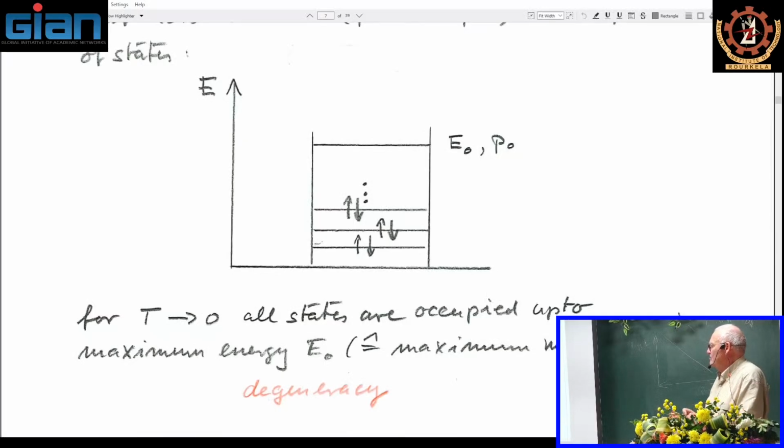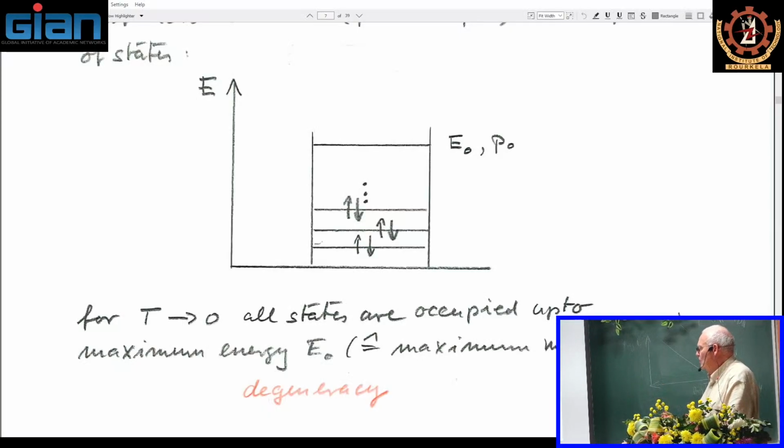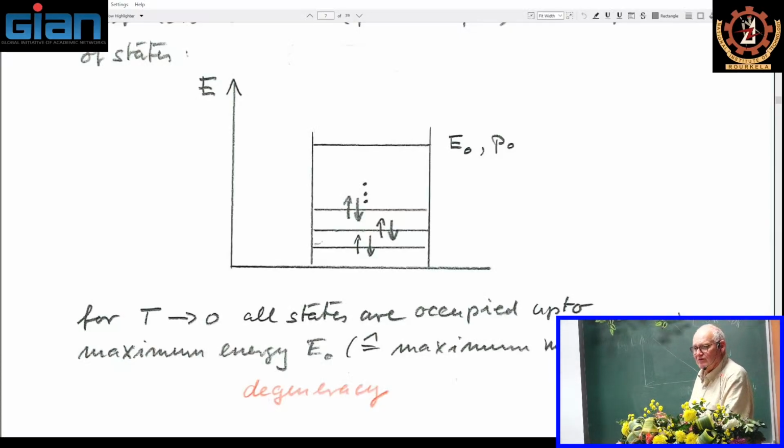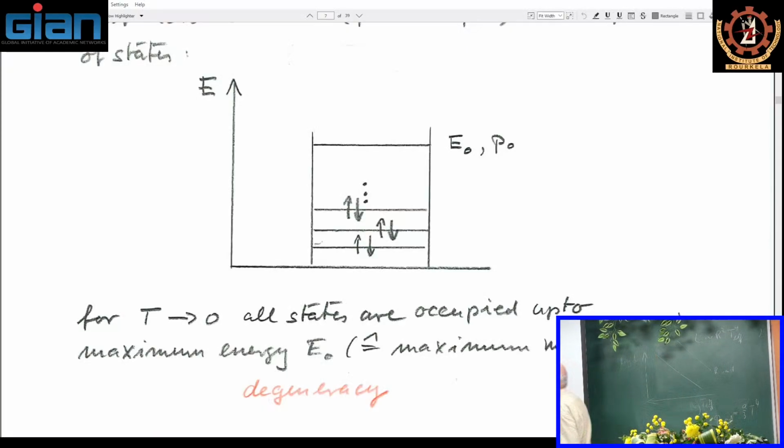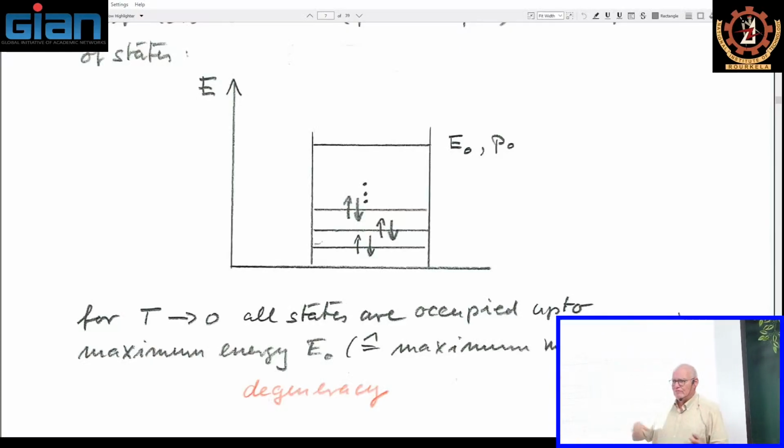Okay, for T going to zero, all states are occupied up to maximum energy corresponding to maximum momentum P0. And this effect is called degeneracy. So the electron gas becomes degenerate, and this means it fills all the available states up to a maximum energy and a maximum momentum, which depends on the number of electrons we have to fit in. So the maximum energy is defined by the number of electrons which we have to put in our potential pot.